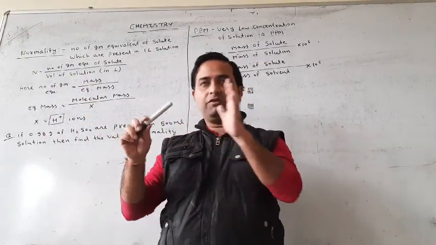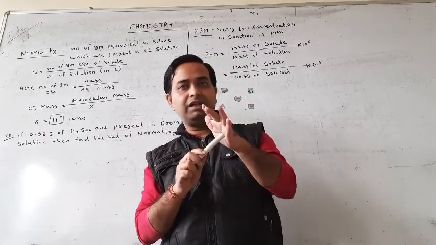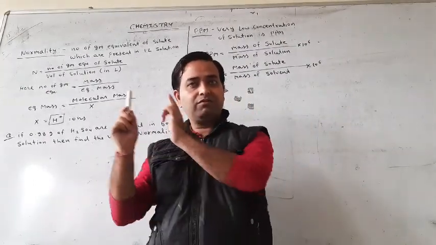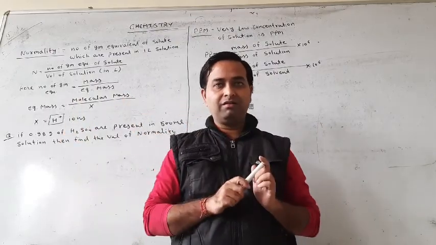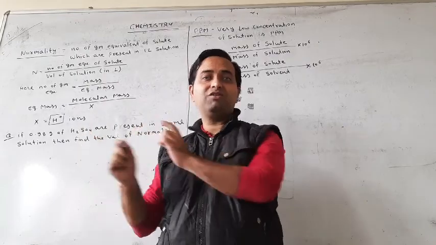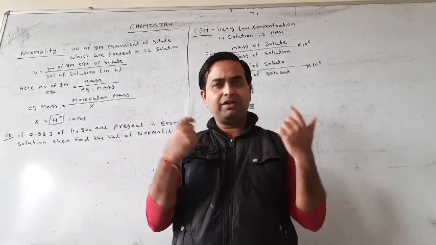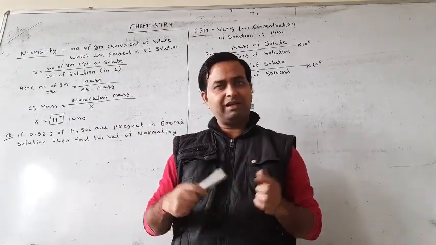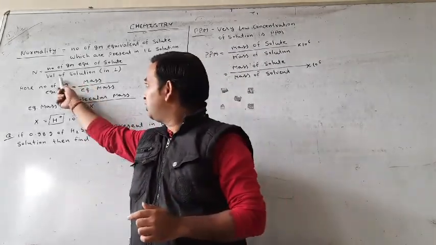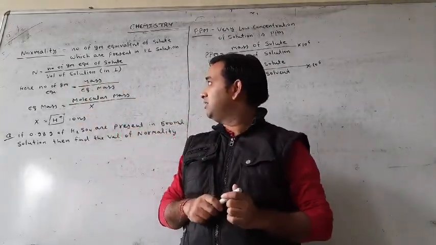If the volume is given in milliliter, then convert it into liter. 1 liter is equal to 1000 milliliter, and 1 liter is equal to 1000 centimeter cube. So divide by 1000, as we do in molarity, to get the volume of solution in liter.